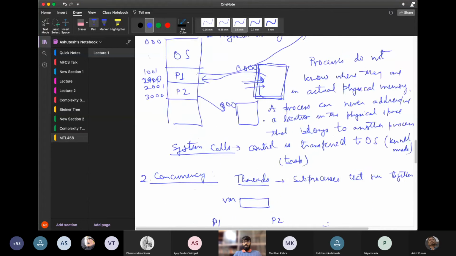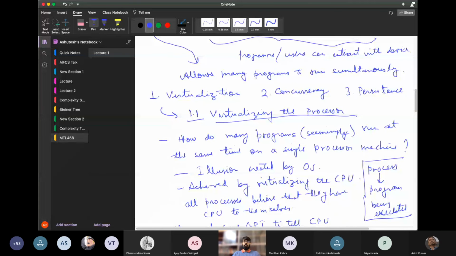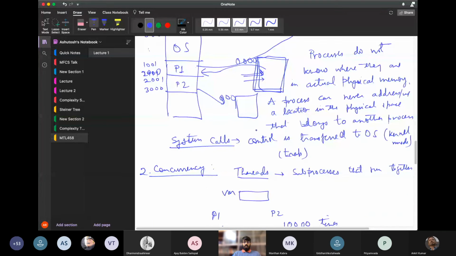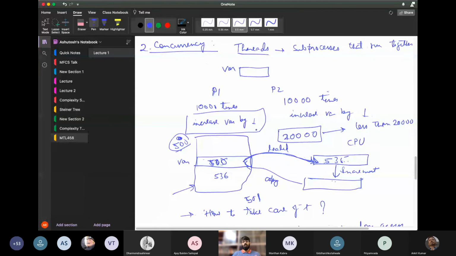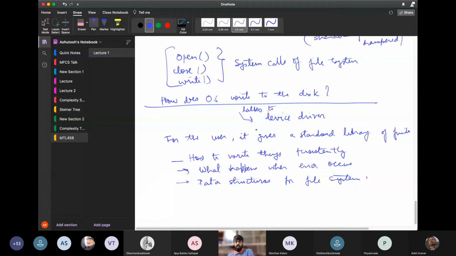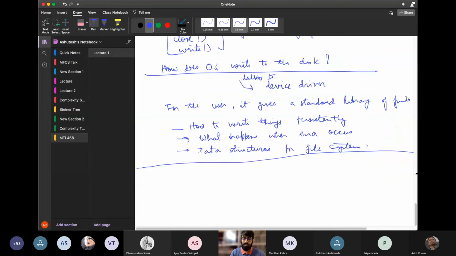Okay, so the first theme will be virtualization, which will be virtualizing the processor and virtualizing the memory. Then we'll see concurrency, the problems arising with concurrency and how to take care of those. And finally, we'll see how we store data on a disk, persistently. So these are the three major themes, and this is mostly the job of an OS. There is some other security stuff also, which we'll not be discussing. That is a separate course by itself.